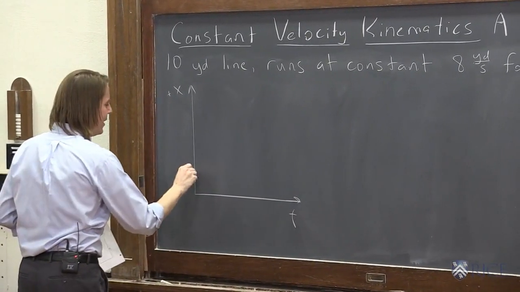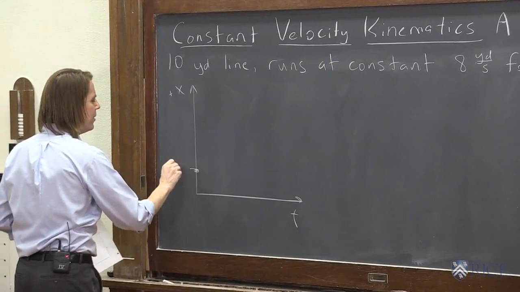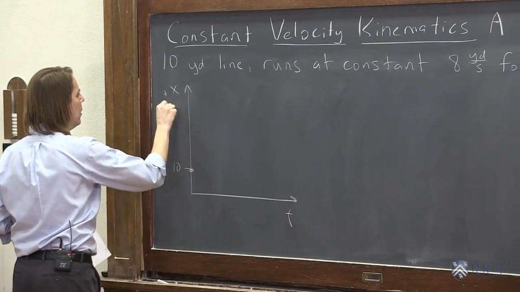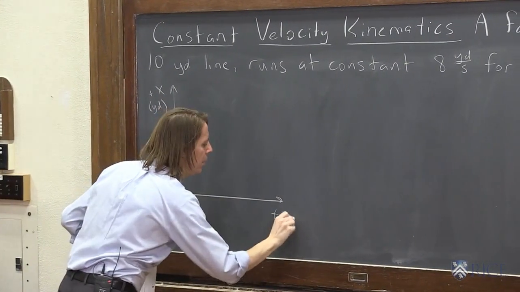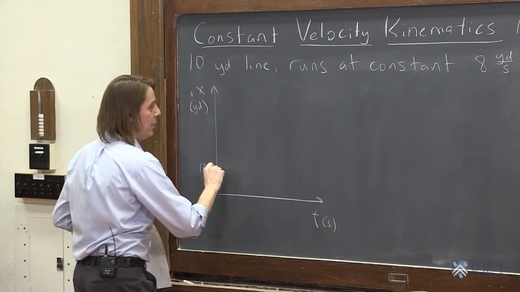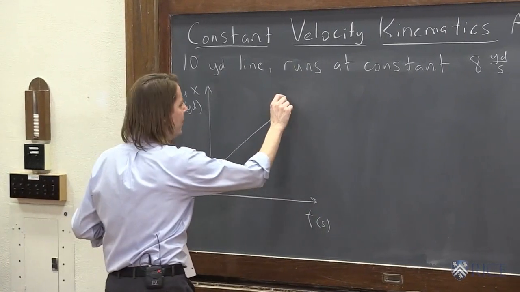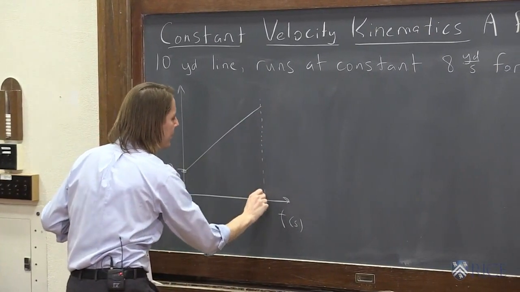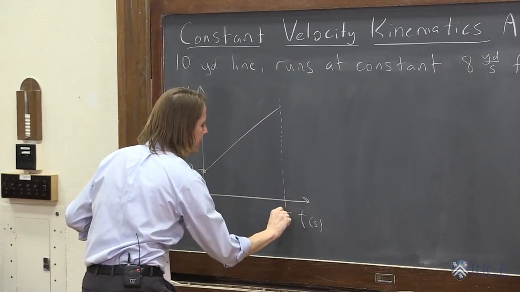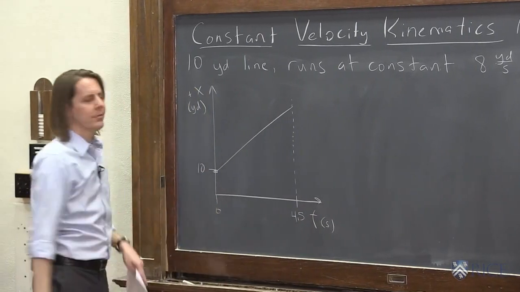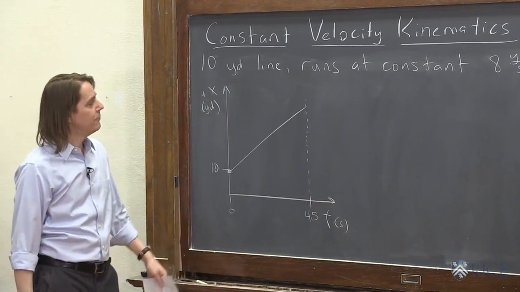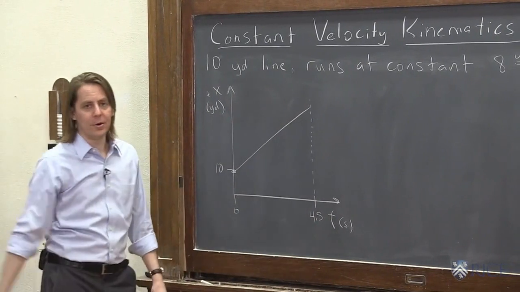They started at the 10-yard line. So we can start here at 10, where that's in yards, and that's in seconds. And we went at a uniform speed, so it looks like that. And we know they stopped, or the part we care about, is up to 4.5 seconds, and this is the origin, like that. So that would be the plot. So really the question is, how far did they get?